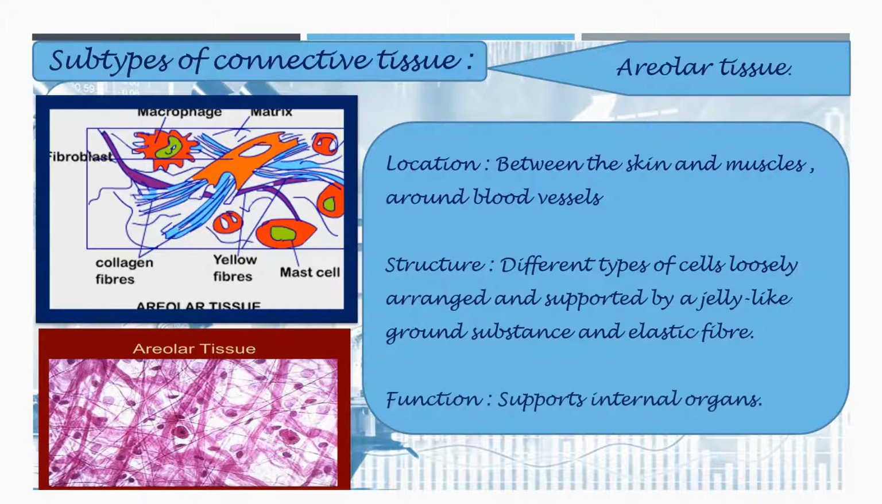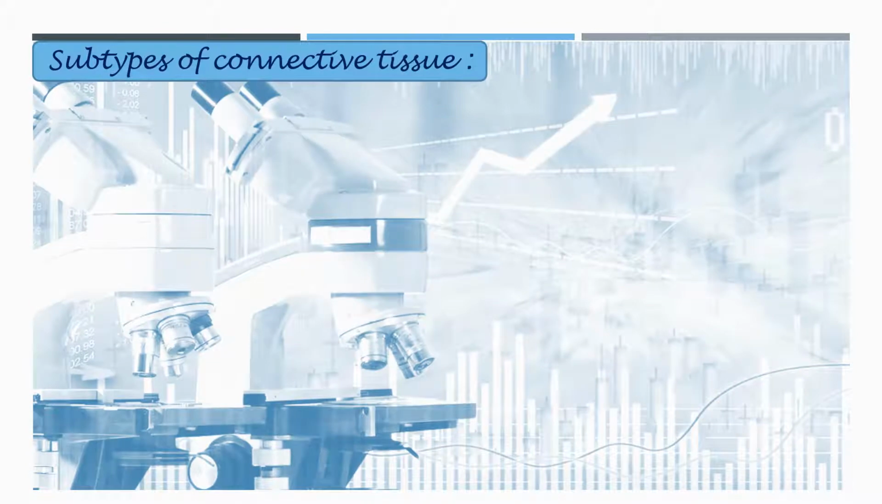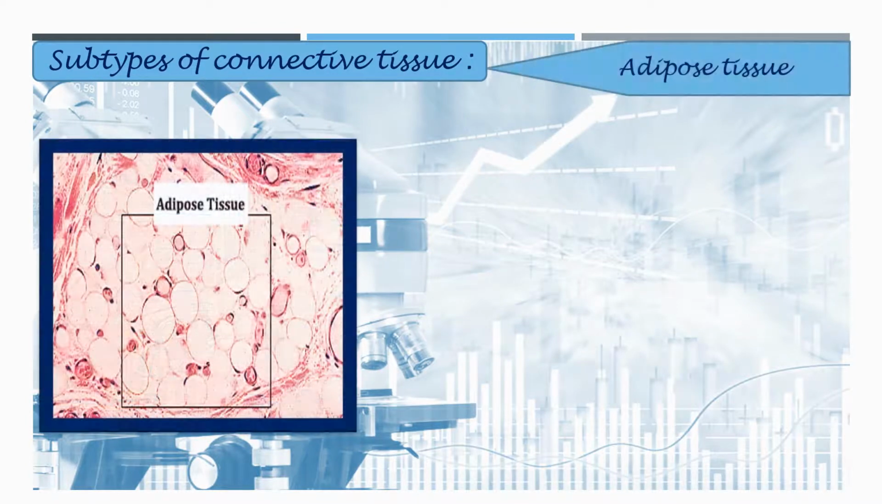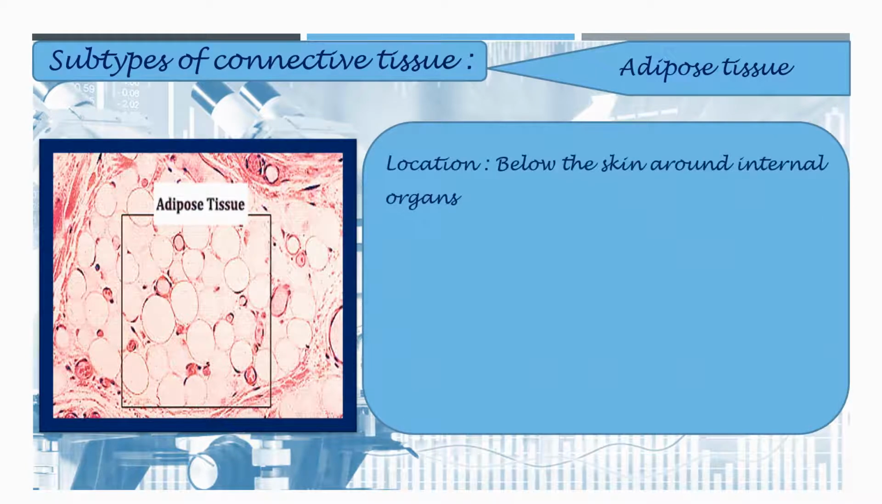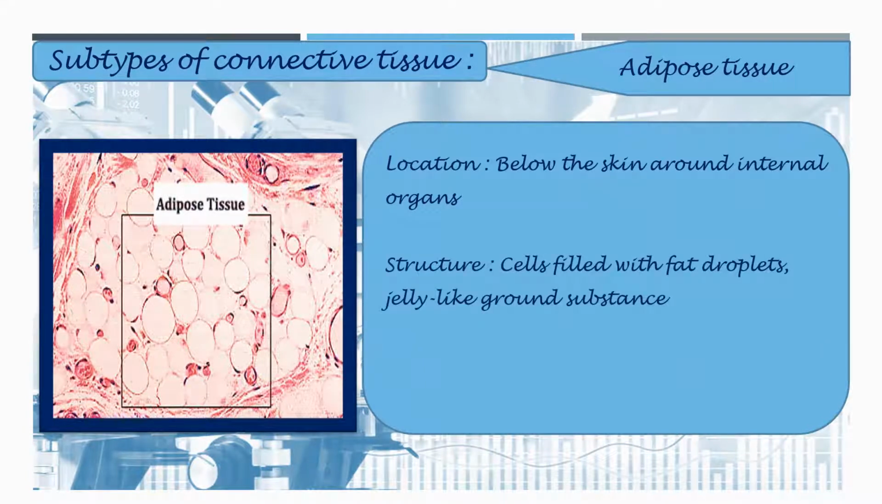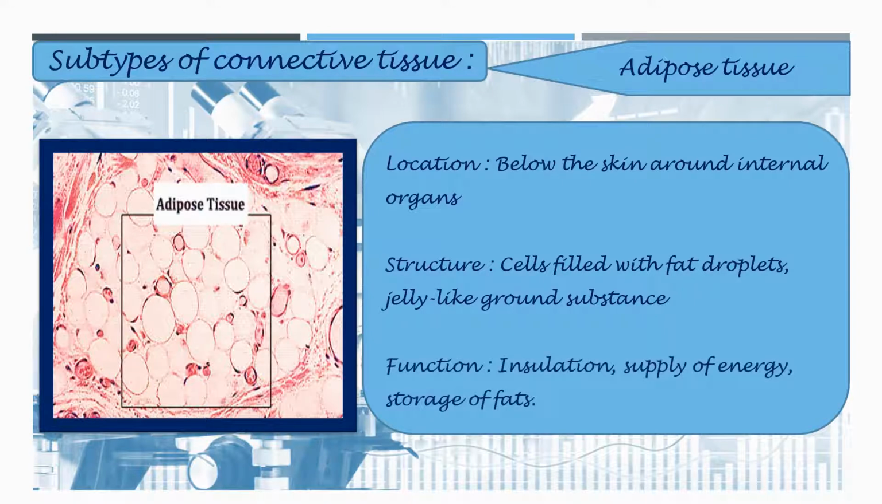Now, the fourth subtype of connective tissue is adipose tissue. Adipose tissue is located below the skin and around the internal organs. The structure of adipose tissue is that cells are filled with fat droplets, with jelly-like ground substance. The function of adipose tissue is insulation, supply of energy, and storage of fats.